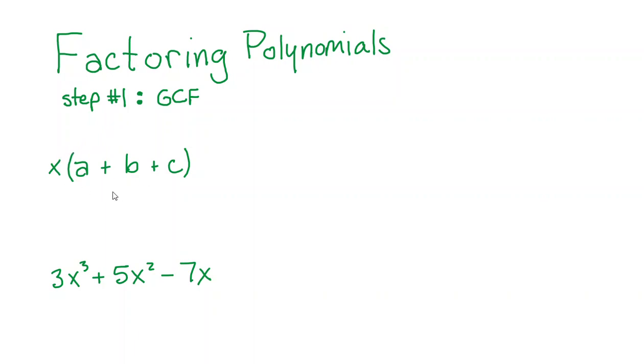So this isn't a factoring problem here, x times the quantity a plus b plus c, but you can see that this is a situation where you would have to use the distributive property. You would multiply each term by x, and you would get ax plus bx plus c. Okay, that's a multiplication problem.